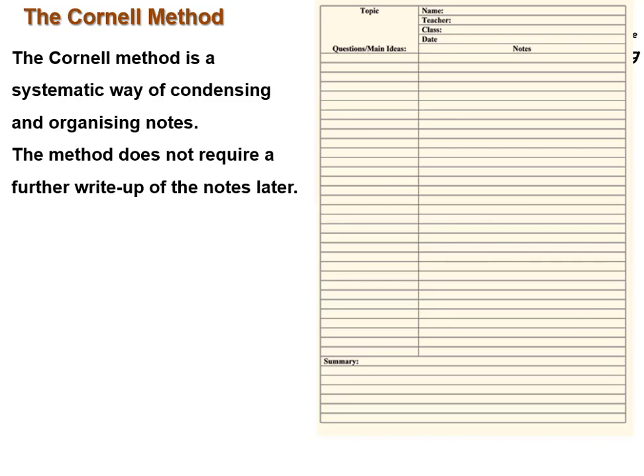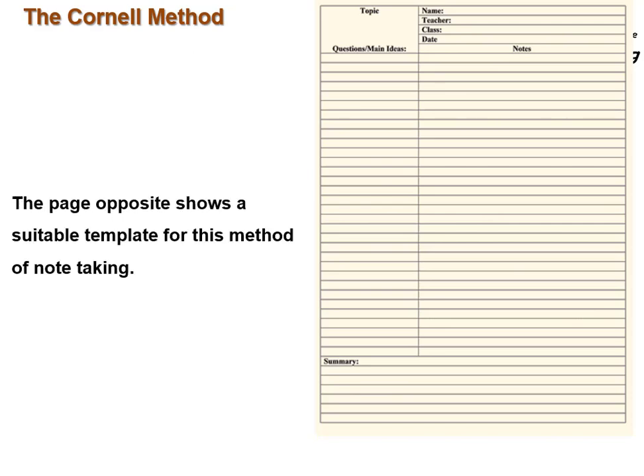Doesn't require further write-up, so it's very useful. Once you've got it done on a piece of paper, or as I said, an editable PDF, it's fixed. So this shows a template. As I said, it's one that's fairly standard in the literature. When you look up the Cornell Method, you'll see this type of form, the one I've got here. I've made it a slightly different color just for it to stand out.